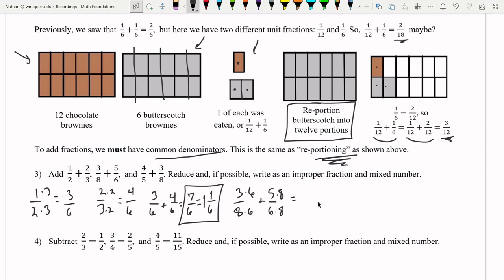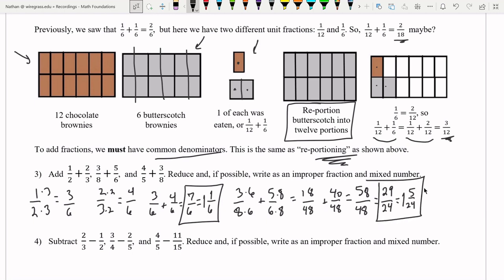So what I get now is 18 over 48 plus 40 over 48. I haven't changed anything. I've just made the denominators a little bit easier to work with. 18 plus 40 is 58 over 48. And I can reduce top and bottom by 2, giving me 29 over 24, which is 1 and 5/24. That's my solution there.